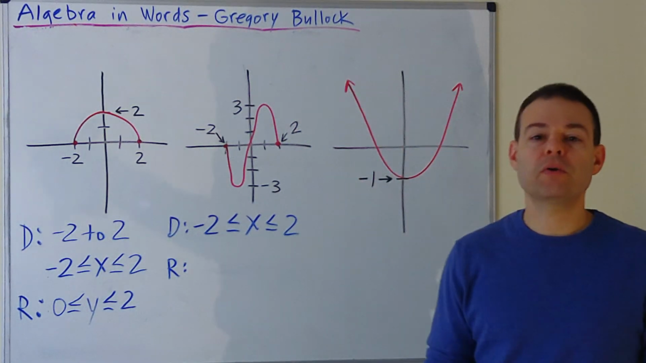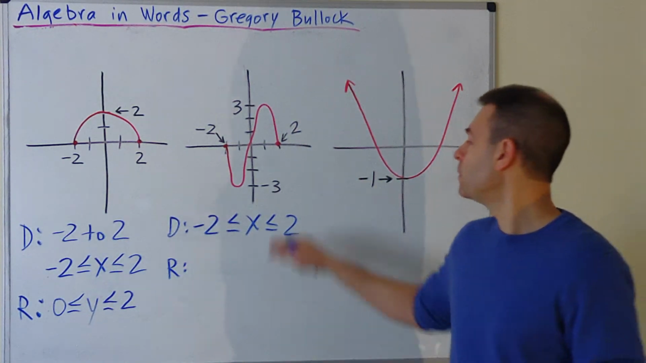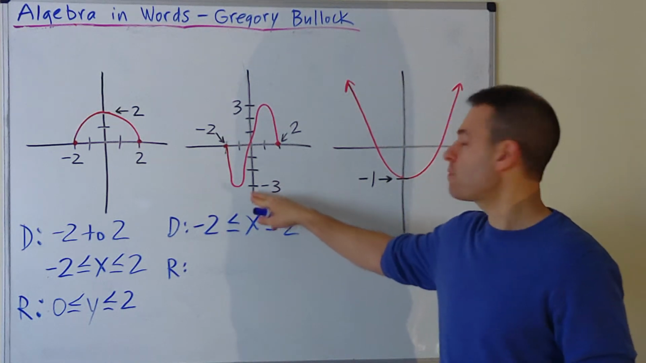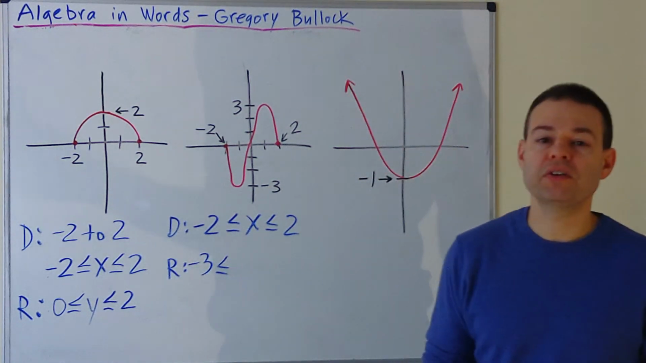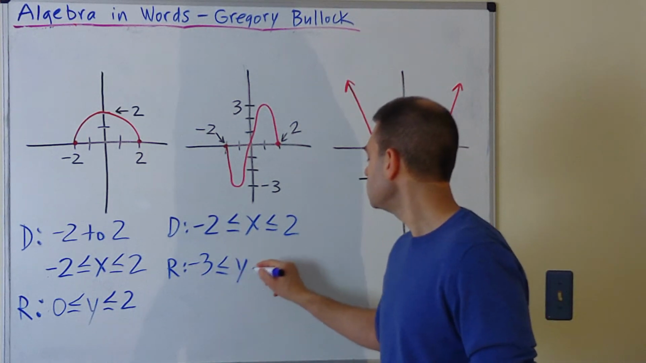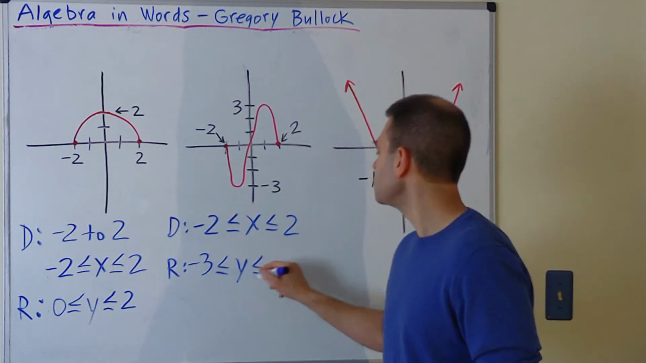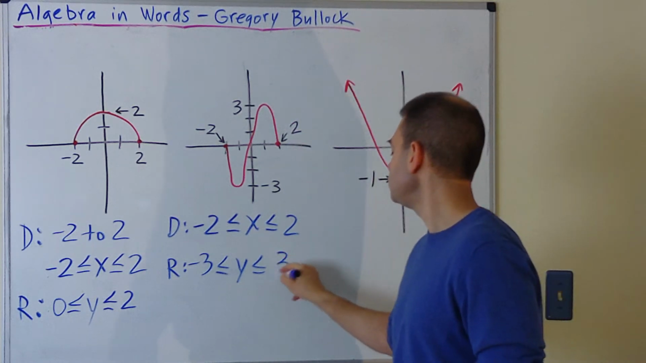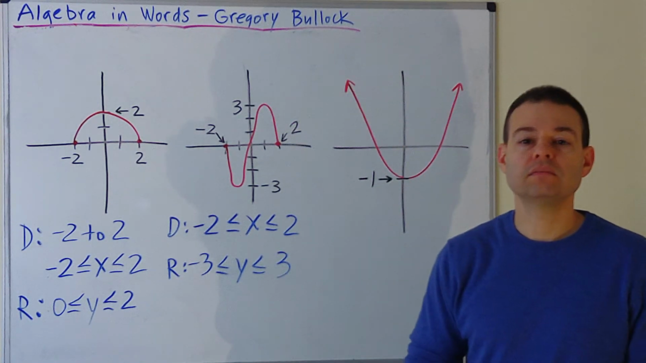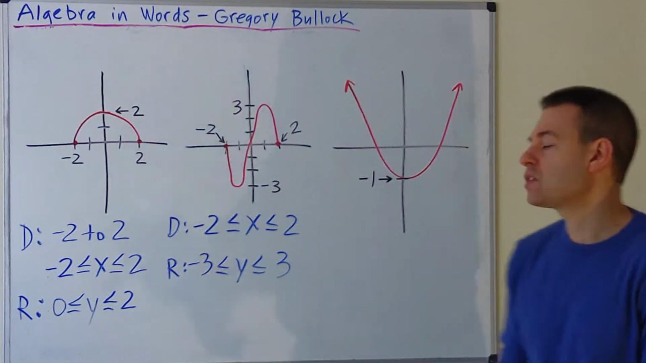Let's start with the lowest possible point of y. Down at the bottom, -3. -3 is less than or equal to y, which is less than or equal to, what's the highest value of y here? 3. And that's it. Let's look at the last one.